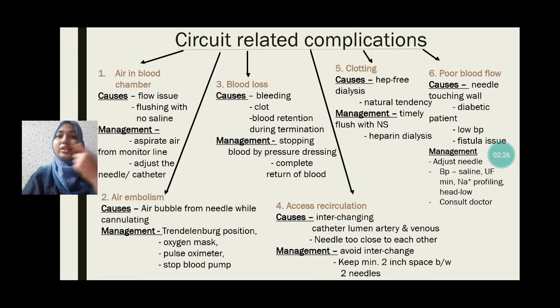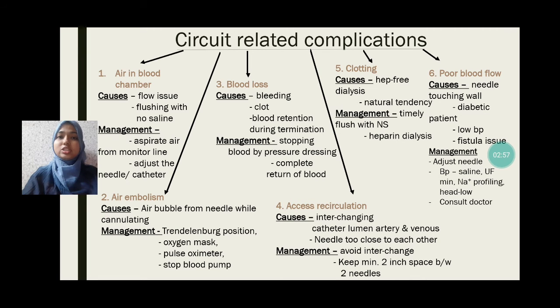We will aspirate the air through the monitor line. The two monitor lines that are present near the chambers are used to aspirate the blood chamber. And if flushing is not done, we have to adjust the needle or the catheter if there is a flow issue. Okay, so the next is air embolism. Air embolism is caused due to bubbles which enter inside the patient's body during cannulation.